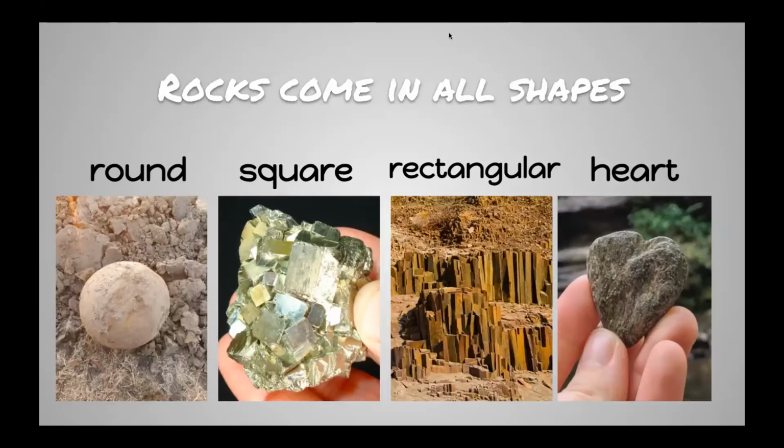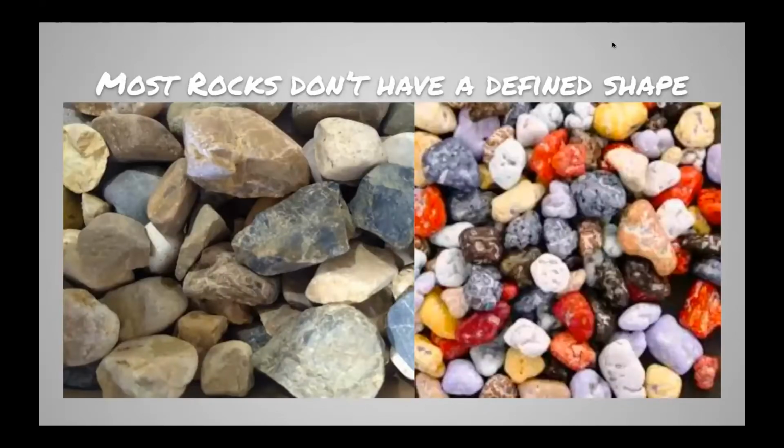So some rocks can be round, some can have square shapes, some are long and rectangular. And then sometimes if you're really lucky on a rock hunt, you can find one that's heart-shaped. Those are very rare because most rocks don't have a defined shape. So most of these rocks, you can see from these pictures, they have kind of funky, jagged edges. They don't have really a defined shape. And that's most common. So let's look at some of my rock collection here.